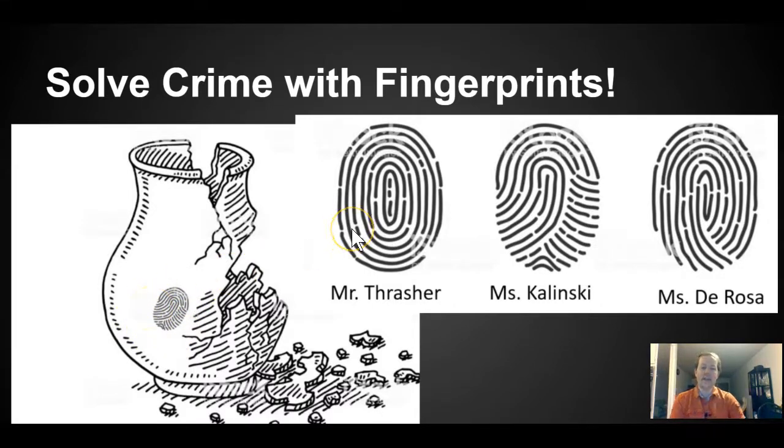And here we gathered the suspects. Maybe it was Mr. Thrasher. Here's Mr. Thrasher's fingerprint. Here's Ms. Kalinsky's fingerprint. Here's Ms. DeRosa's fingerprint. Who broke the vase? Who do you think? It was Ms. Kalinsky, because look, it's the same pattern. You have these little loops. Ms. Kalinsky has those little loops. Oh, Ms. Kalinsky broke the vase.